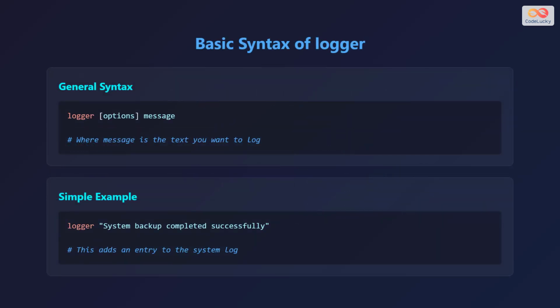Basic syntax of the logger command. The general syntax is logger followed by options, and then the message you want to log. The message is the text you want to record in the system logs. Here's a simple example. logger followed by the message "System backup completed successfully." This command adds an entry to the system log, indicating that a backup has been completed.